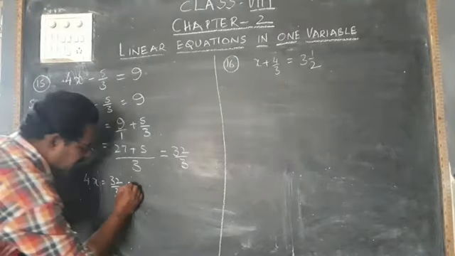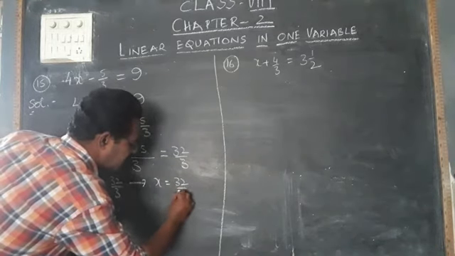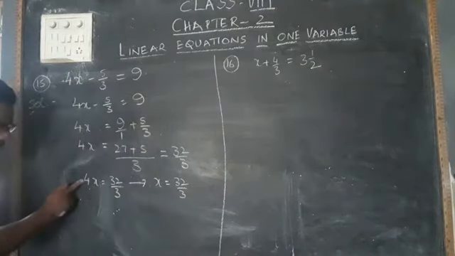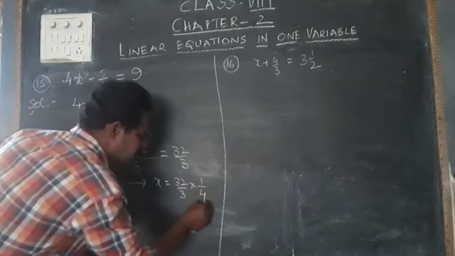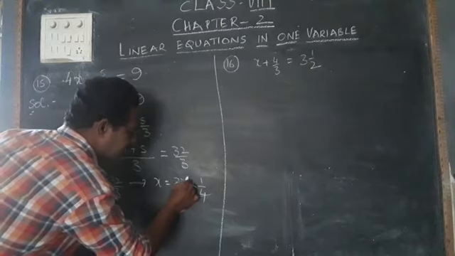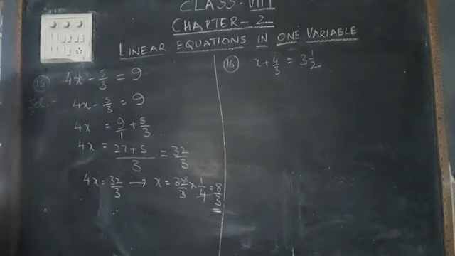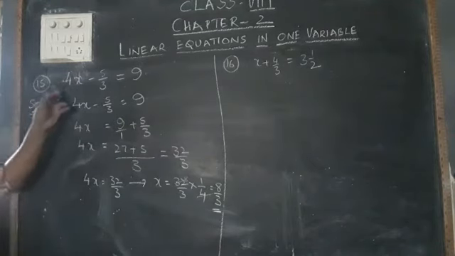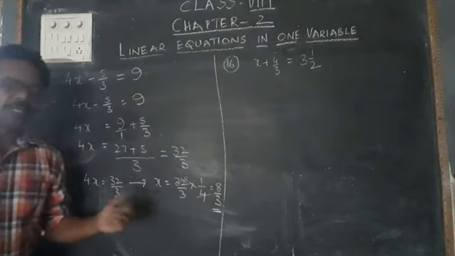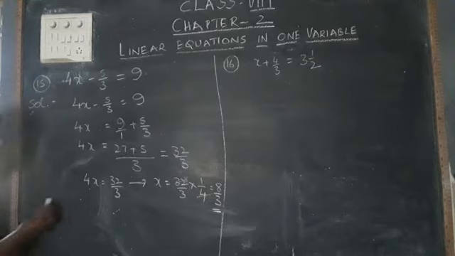Now, from this we have to find x. 4 is going to the right hand side, so you get 1 by 4. 4 ones are 4, and 4 eights are 32. The answer is 8 by 3. So x is equal to 8 by 3. We have to substitute it in the given equation to check whether it is true or false.